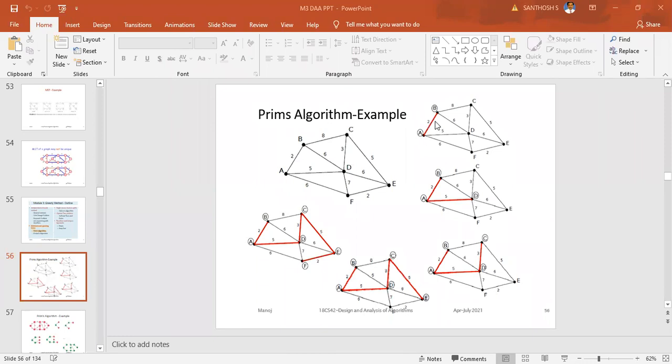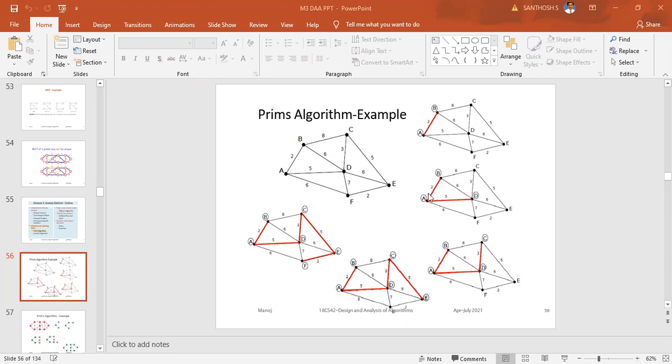B to A, it is 2. Now you are at A. From A, which edges do you have? A to B, it's 2. A to D, it's 5. A to F, it's 6. In that, 2 is already assigned. So after 2 is removed, the other two are 5 and 6. You are taking 5.